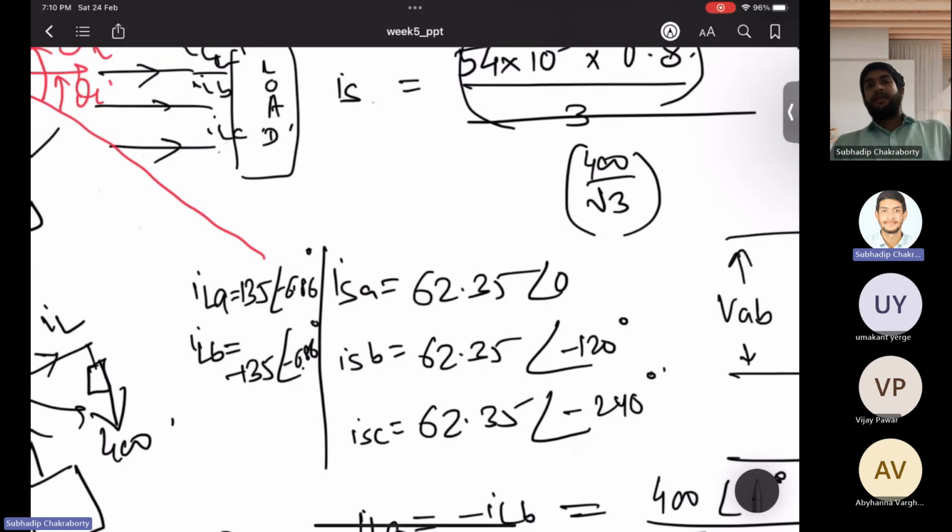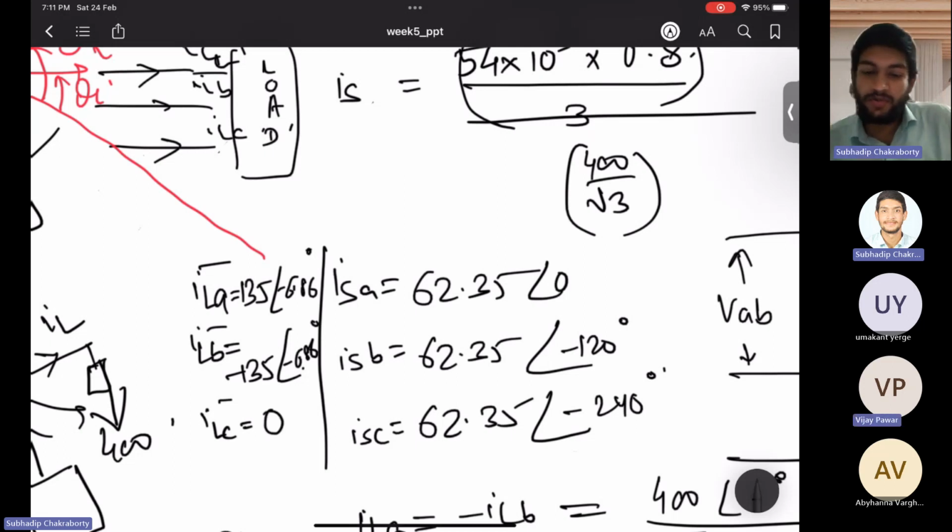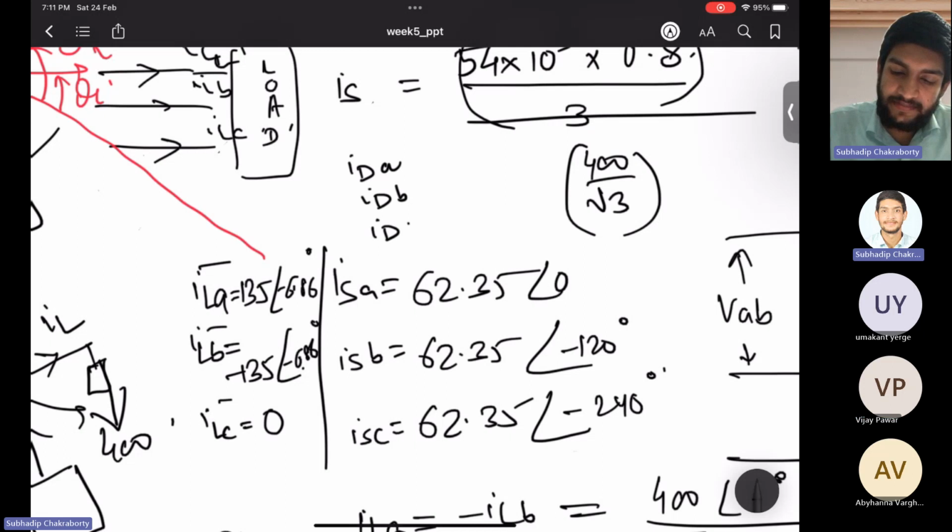Yes, sir, it's visible. So ILB is also calculated, ILA is also calculated, because the load will continue to draw whatever it was drawing, because nodes are not changed. The supply currents will be balanced, the load current will be as it is, and it will be made possible by the DSTATCOM action. So ILC is what? Zero. Now if I ask you what is IDA, IDB, IDC, that is the DSTATCOM currents, how will you calculate?